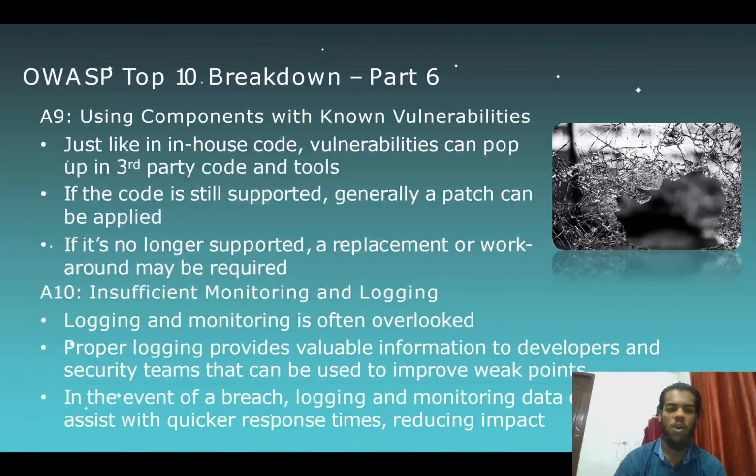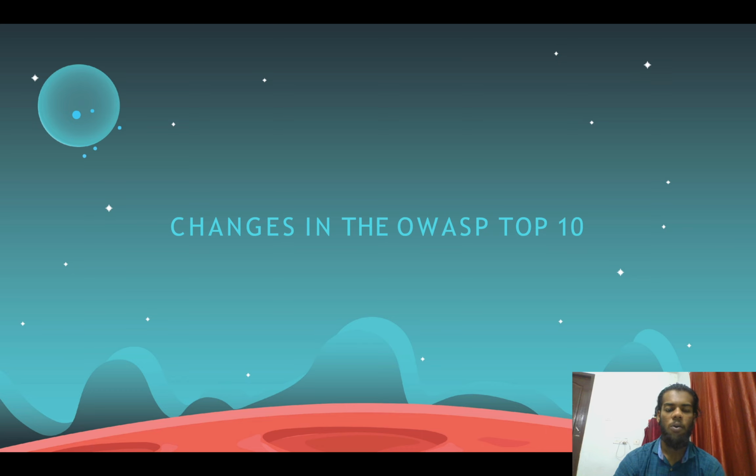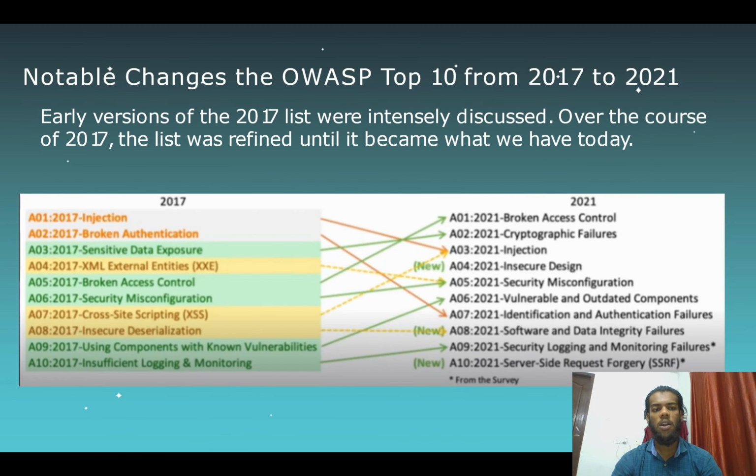Now we are going to see what changes have been made after 2017, that means 2021. In 2021 they changed a lot of things in OWASP. Here we have the diagram of the changes they made in 2021 from 2017.